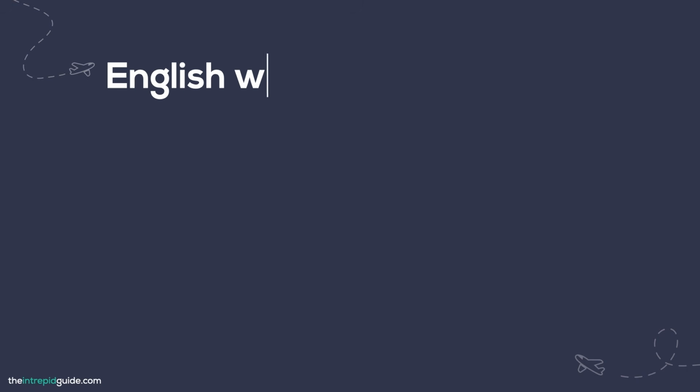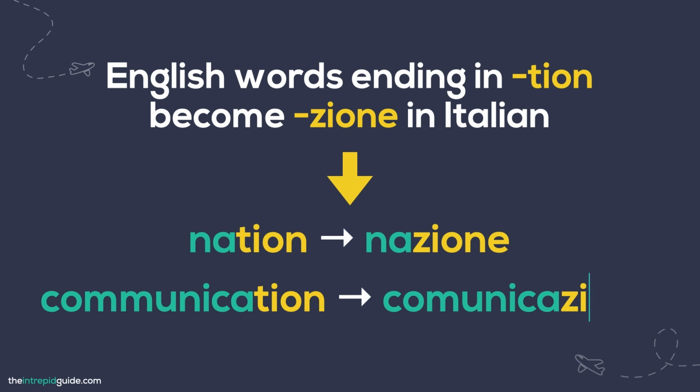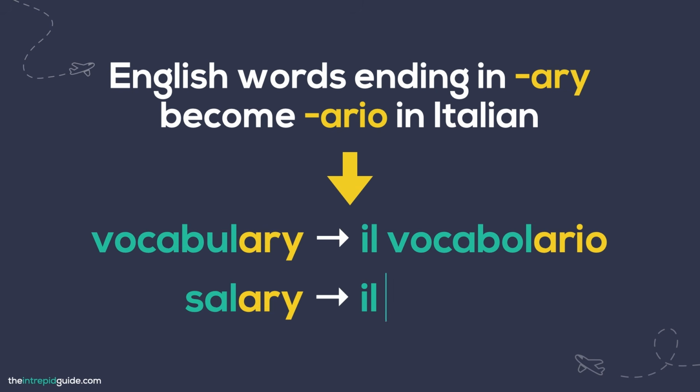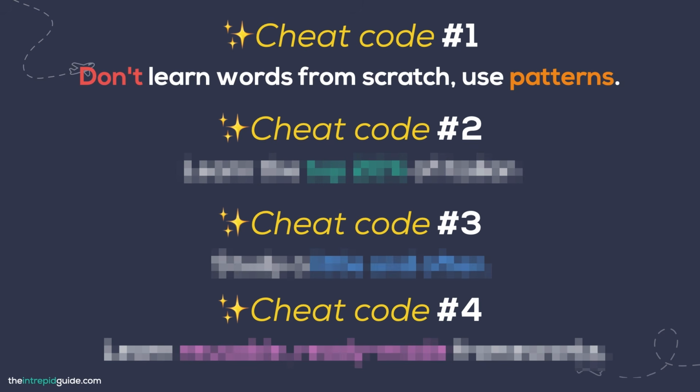Here's an example. English words ending in T-I-O-N become Z-I-O-N-E in Italian. So words like nation become nazione. Communication becomes comunicazione. We also have English words that end in A-R-Y become A-R-I-O in Italian, such as vocabulary becomes vocabolario. Salary becomes salario. Now these are just a few examples, but there are plenty more that you can use. So cheat code number 1 is don't start learning words from scratch, use patterns.